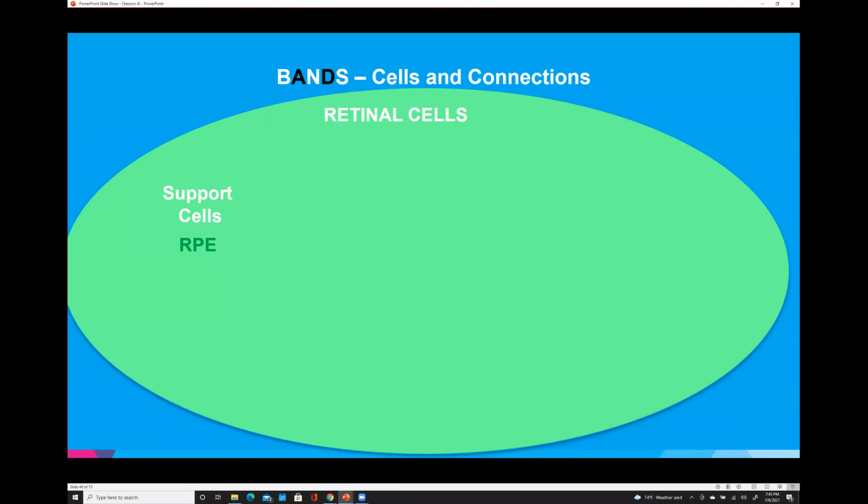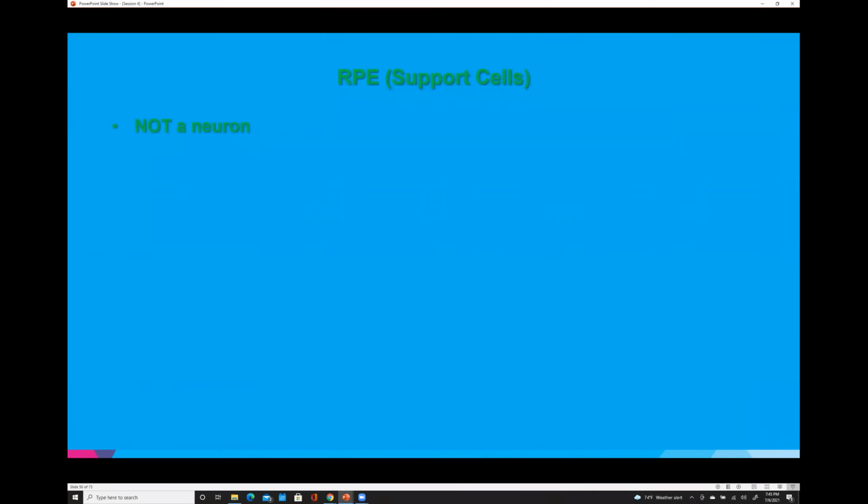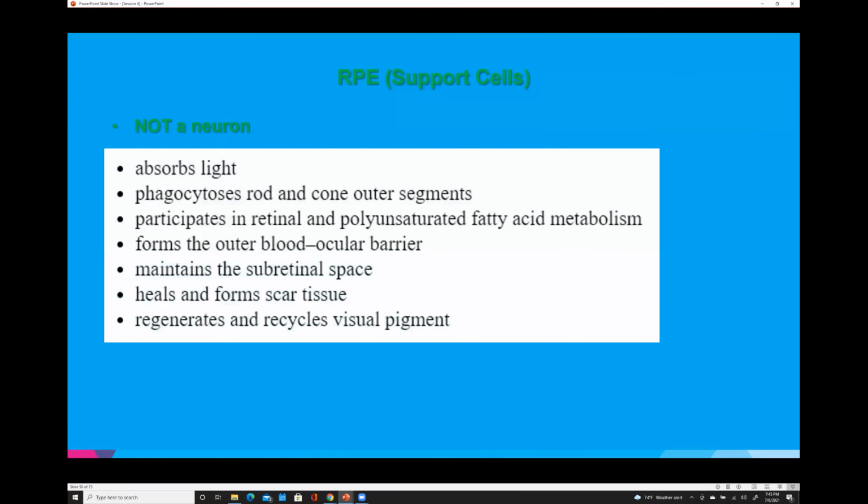And then, of course, you got your RPE cell. And your RPE cell, you know where this is. What is he there for? He is not a neuron again. That's why they're in the green, right? The green cells, I guess, are not neurons. They do all sorts of stuff. This is literally copied from your book. One of the things I like to point out, some of the key things that I've seen tested, is phagocytosis of cone and rod outer segments.